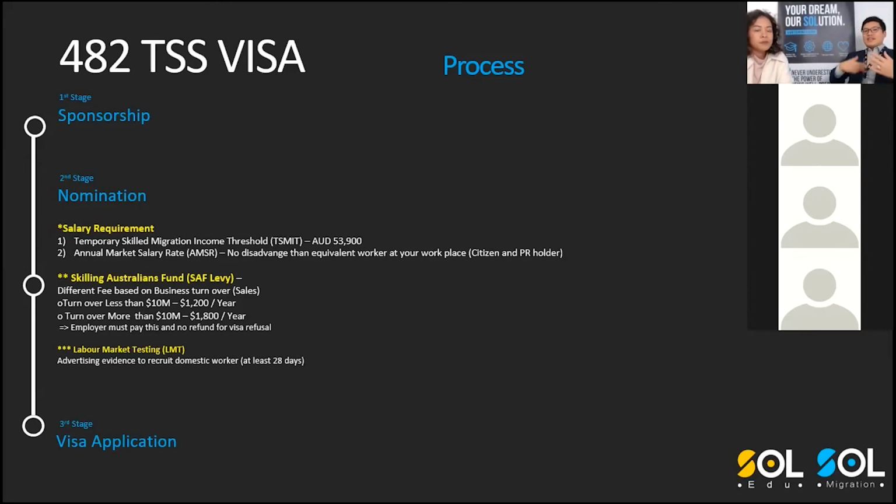Okay. But my business is big. My restaurant sales is very high, so more than 10 million. Then I'm giving the sponsorship for Peng, who is a chef. Then for 4 years of TSS visa, I have to pay $7,200 at the time of the nomination application, which is very big money. Yes. Okay. Because of this, maybe the employer hesitates a bit to give the sponsorship, but you cannot avoid this.